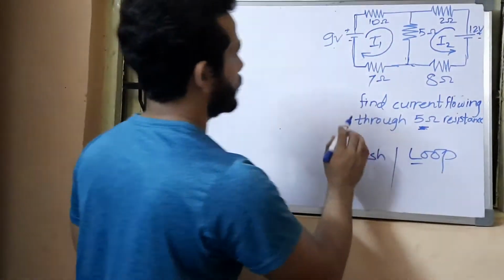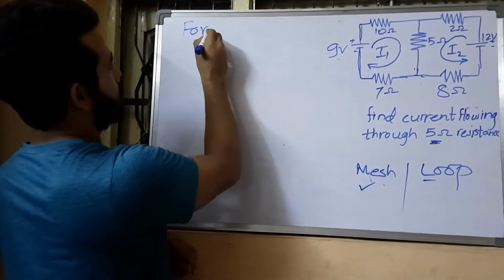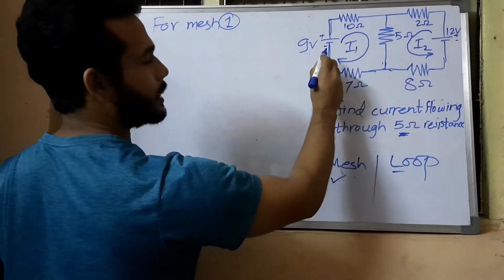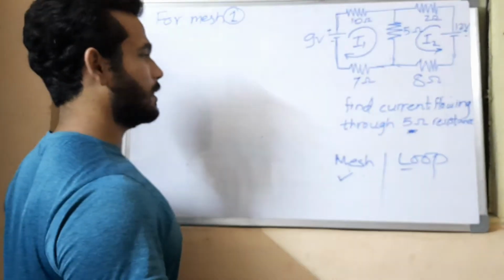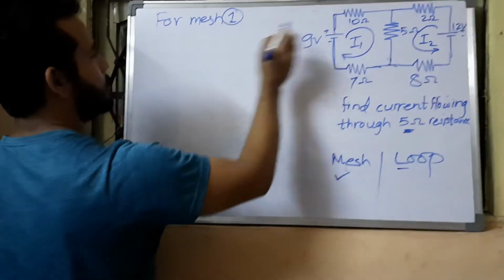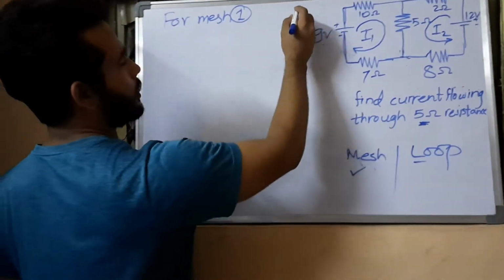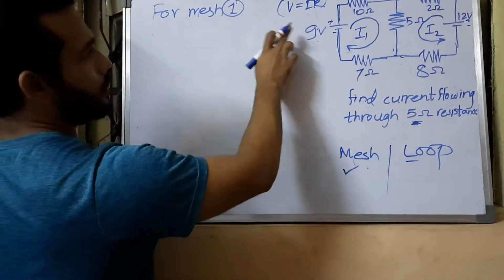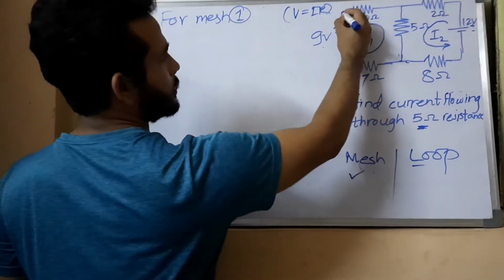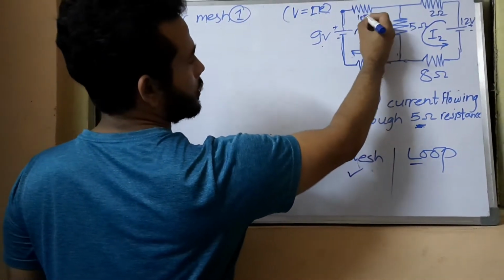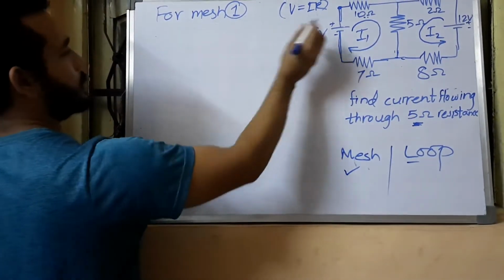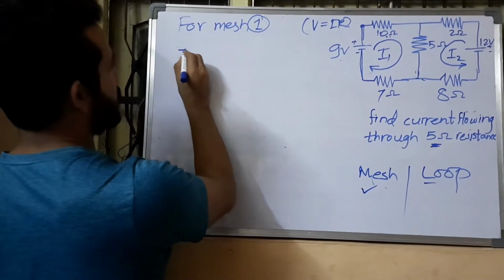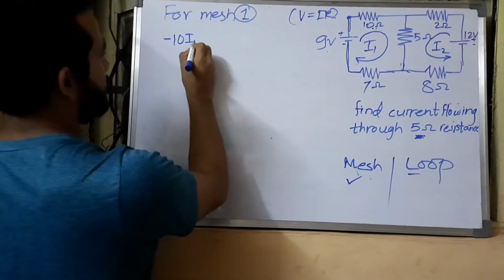Look at this here. For mesh 1, we are tracing with the direction of I1. I1 is also decided by us. So one formula, that is Ohm's law, V is equal to IR. So I am tracing from this point. I got 10 ohm resistance, so voltage drop at 10 ohm resistance is equal to minus 10 I1.